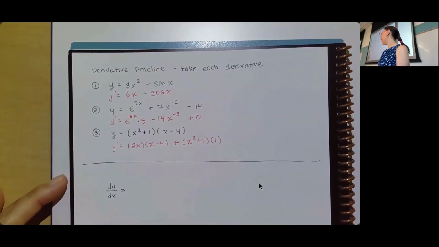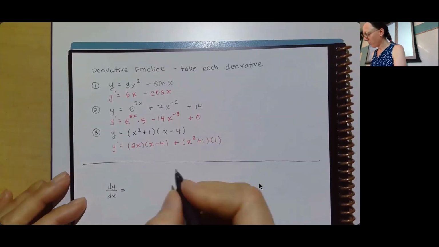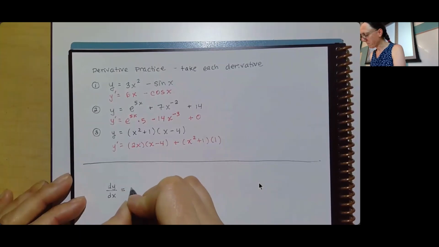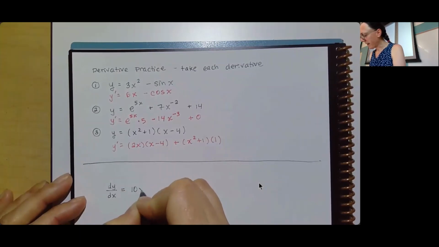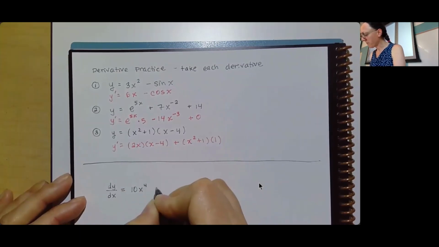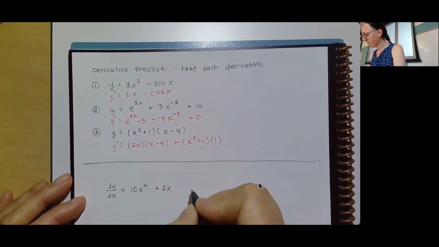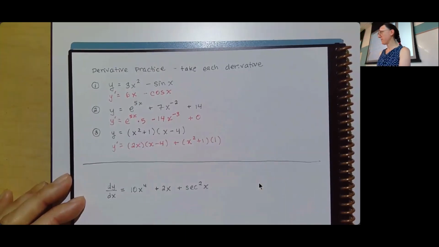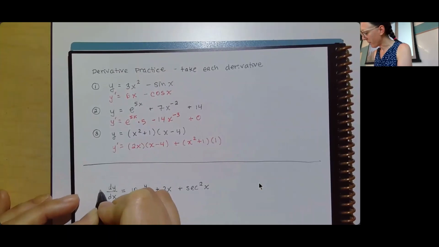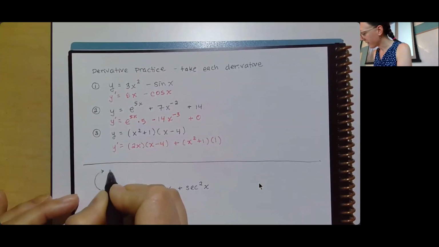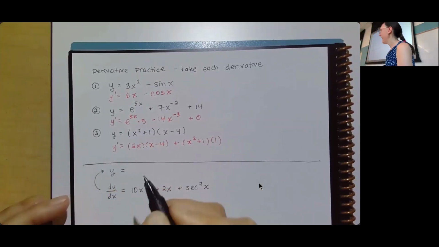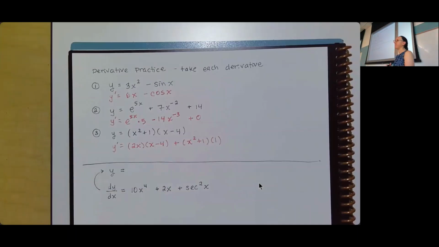If I had some function and I took its derivative, and I told you that the derivative that I got was 10x to the 4th plus 2x plus secant squared x. The question I'm asking is, what was the original function?